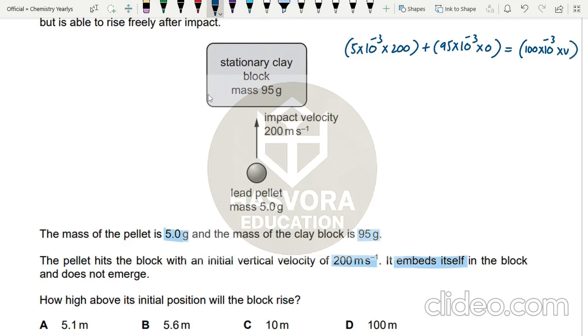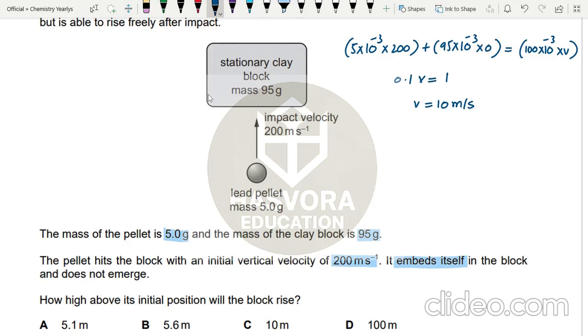So now we are going to calculate this. This is going to become 0.1 v, and let's calculate the other side. So it will become 5 into 10 power minus 3 into 200. This becomes 1. So 1 divided by 0.1, it becomes 10 meter per second. So this is actually the combined speed of the block and the pellet.